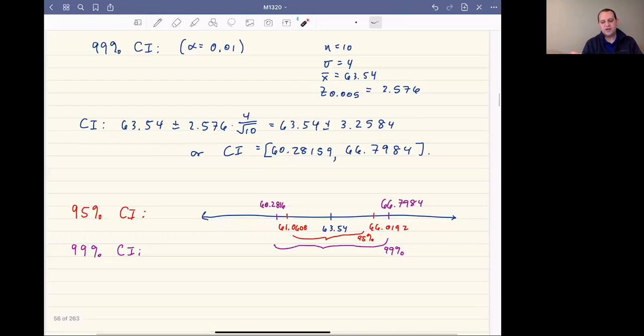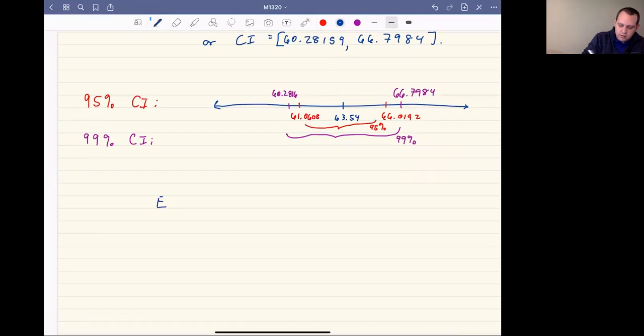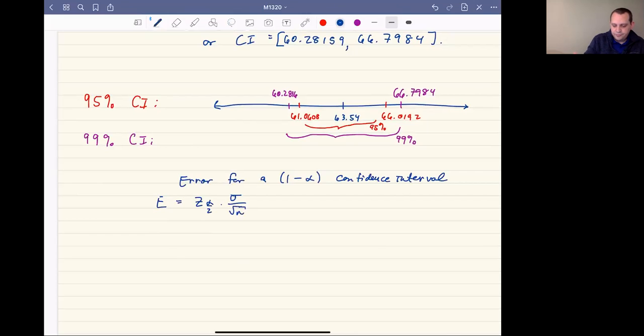The parting thought for this video, since I've just said it, is we can talk about the error now. The error for a 1 minus alpha confidence interval is going to be given by that extra term. It's z sub alpha over 2 times sigma over square root of n. And so that's called the error for the confidence interval. In other words, that's half the length of the interval. That's the length of the interval from the center to one of its endpoints.